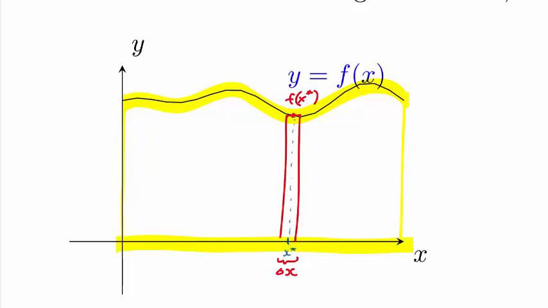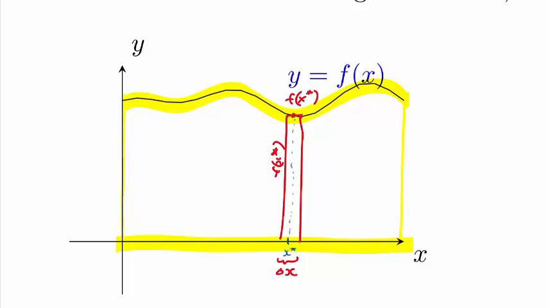Now, what is the height of this guy? Well, the height is simply f of x star, right? y equals f of x. So our height equals f of x star. Okay, so this is just one partition of many.